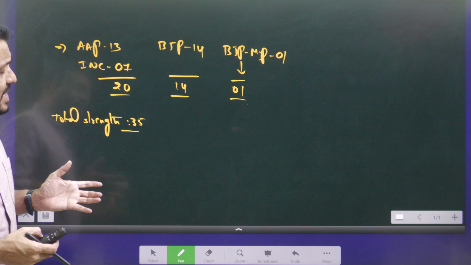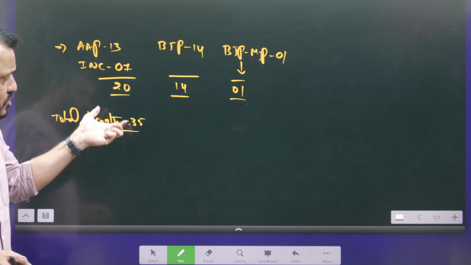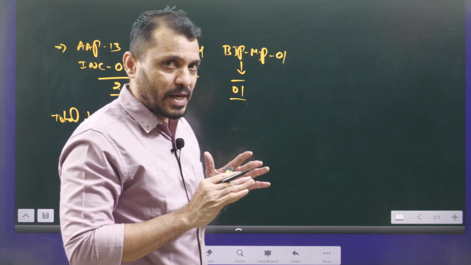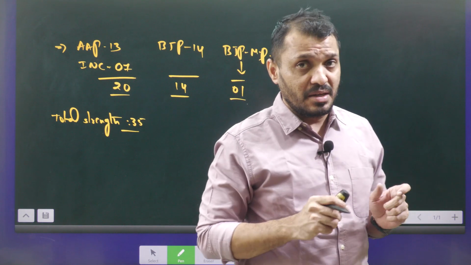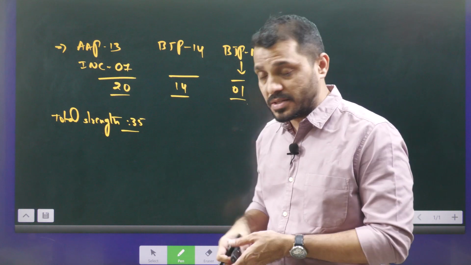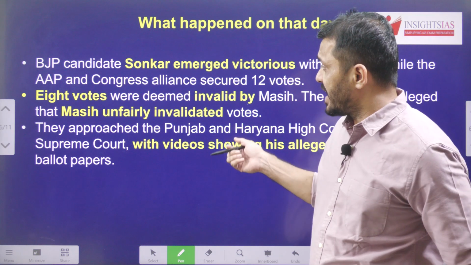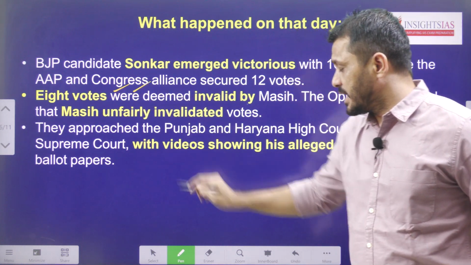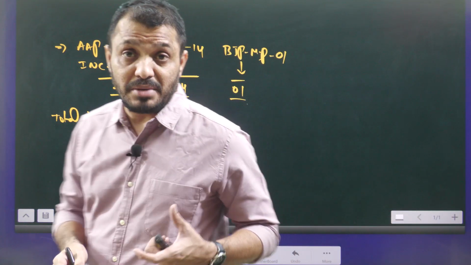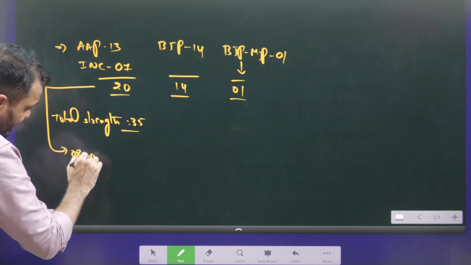With a very common understanding, who got the majority here? AAP and INC had the majority. So obviously their candidate should be the winner. This is an open and shut case. But what happened here? Around 8 votes, if I am right, of this alliance were invalidated. 20 minus 8. 8 votes invalidated.